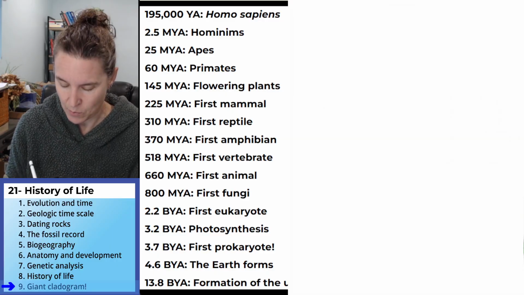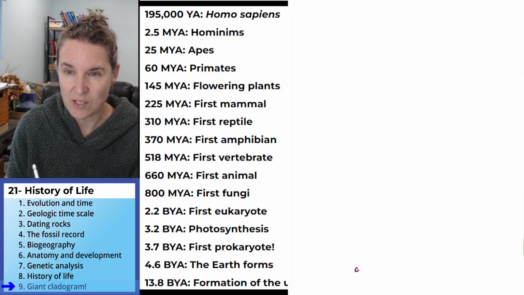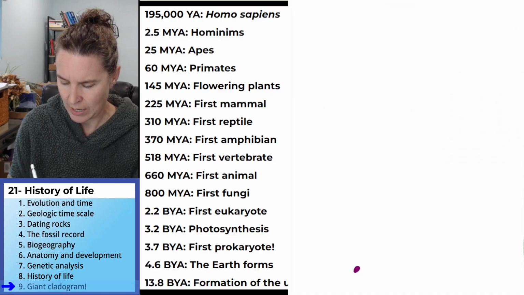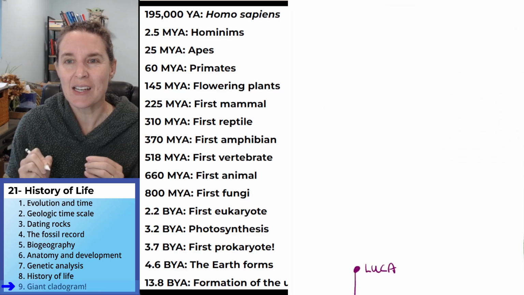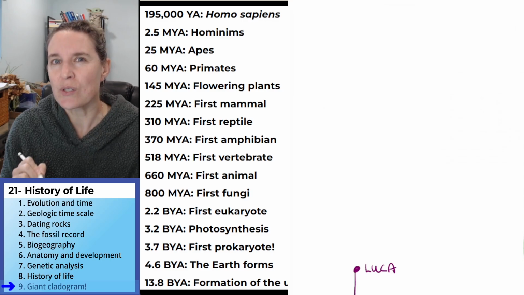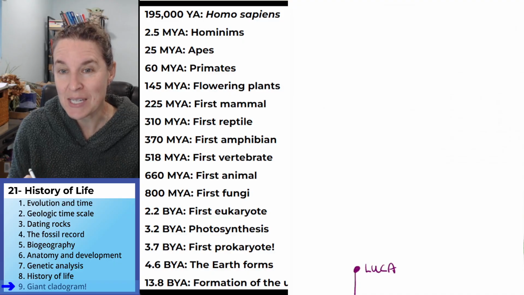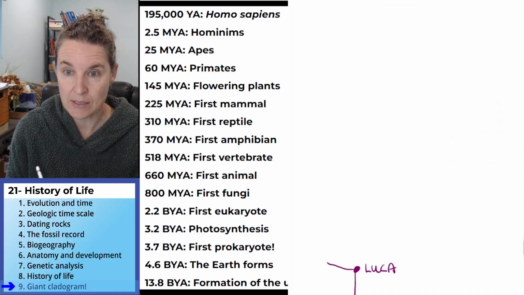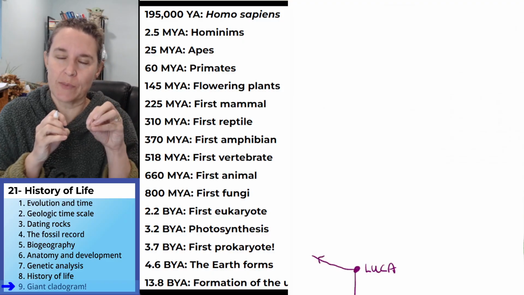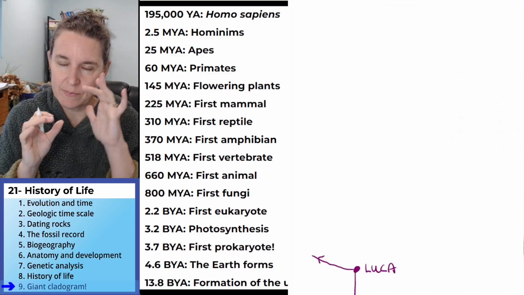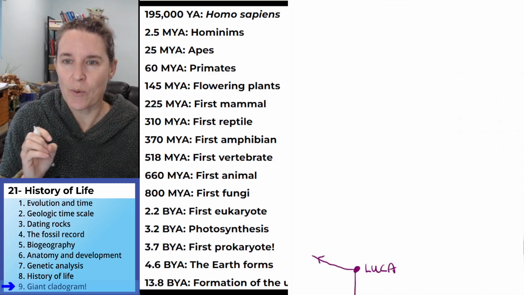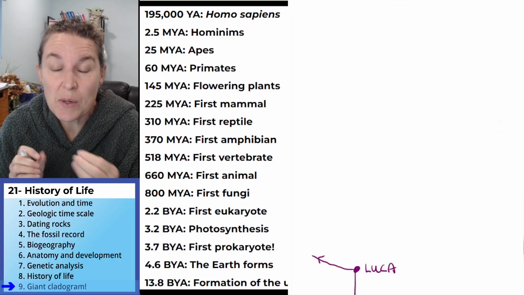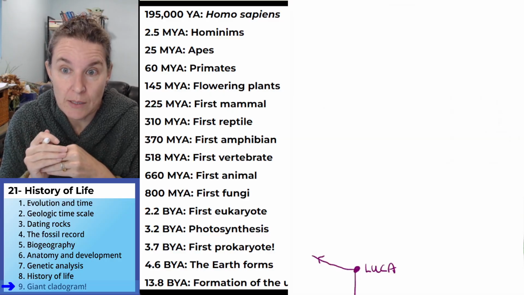So the first thing that I want to remind you is that we're going to start with a guy we call Luca, which is the last universal common ancestor. I can't see both pieces. I've got this in two different ways. I think I'm just going to go with it. Our first prokaryote is Luca. How do you feel about that?